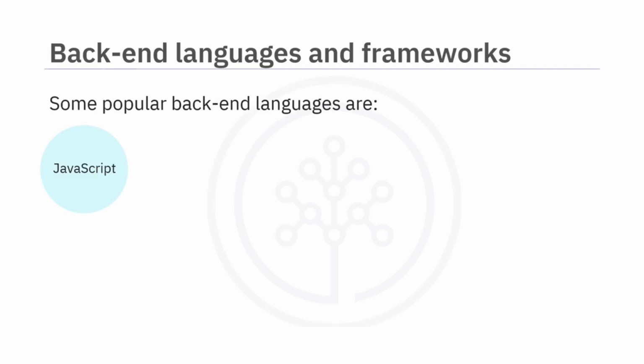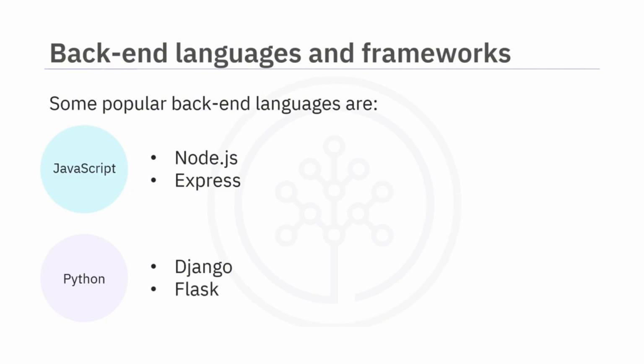JavaScript has many frameworks, but two of the most well-known are Node.js and Express. Python is another popular language. It's very flexible and easy to learn. Python has wide functionality. It can be used for everything from creating web pages to connecting to a database to performing data analysis. Two well-known Python frameworks are Django and Flask.